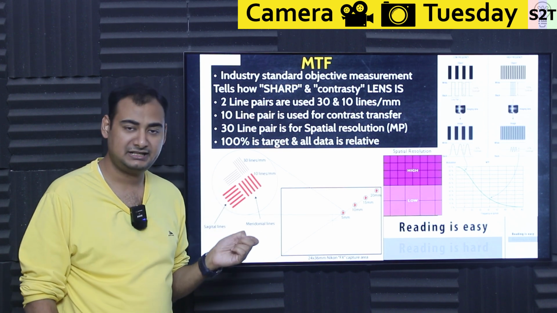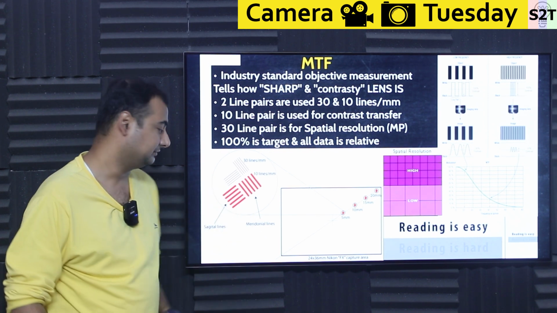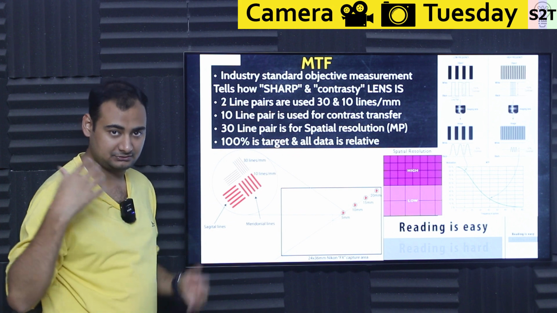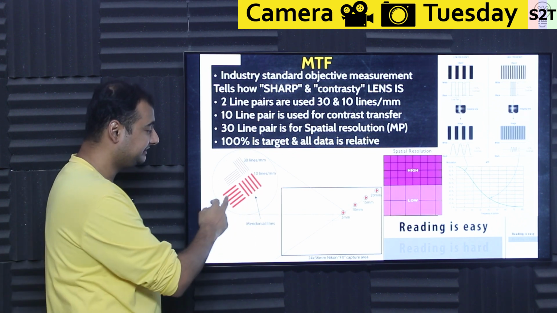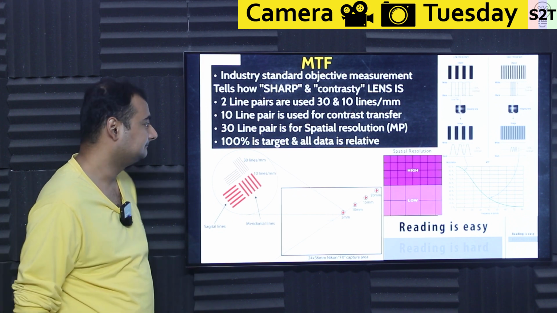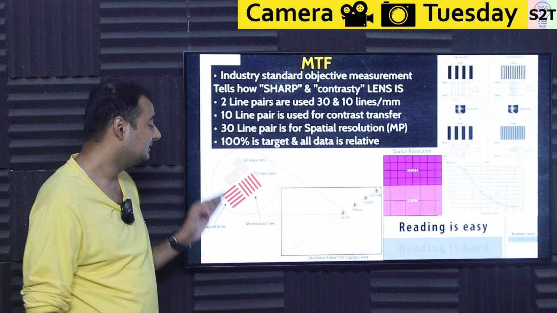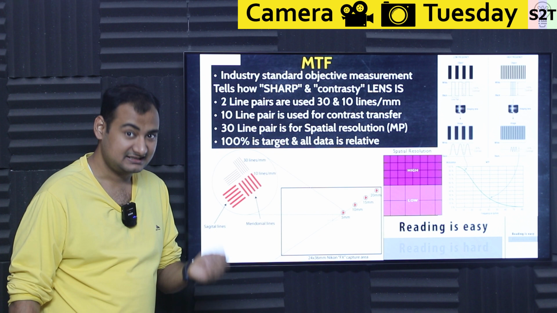So we generally use a bare minimum of two datasets. Dataset one is 30 lines, another dataset is 10 lines. So whenever you are trying to take a photo, your charts and all that will have 10 line pairs per millimeter and 30 line pairs per millimeter. One helps you figure out the contrast, another helps you figure out the resolution.